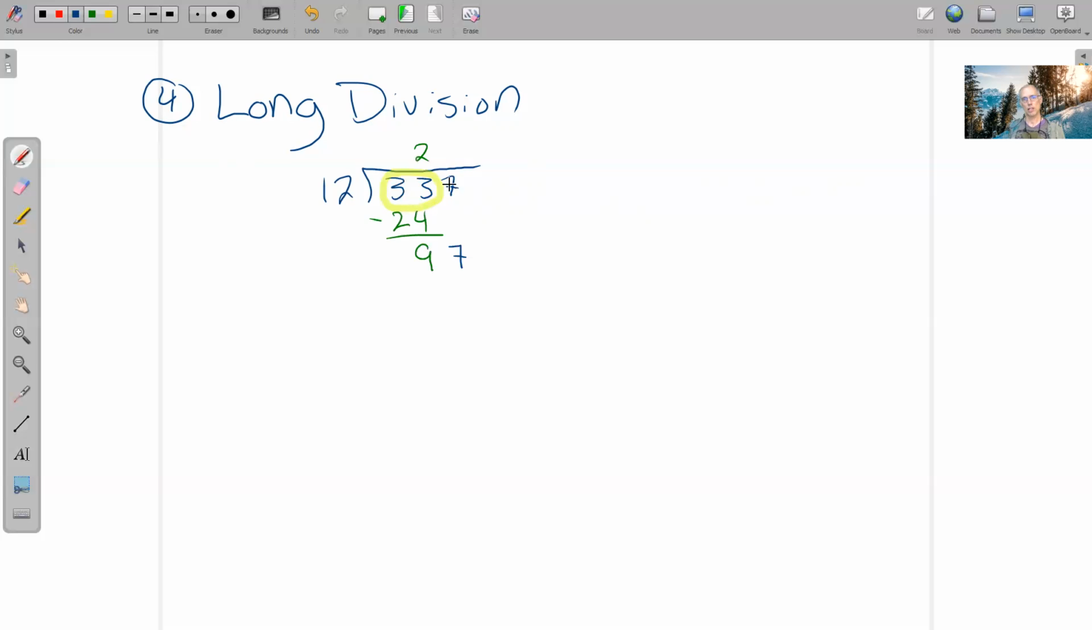And so we move across kind of one place at a time, and then we have to take 12 into 97. And again, if we don't know our facts, we get a problem. We might have to go off to the side and start writing down things like 12, 24, 36, 48, 60, 72, 84, 96, 108, 120, and then pick the closest one. Because 8 times 12 is 96, and there's our remainder 1.